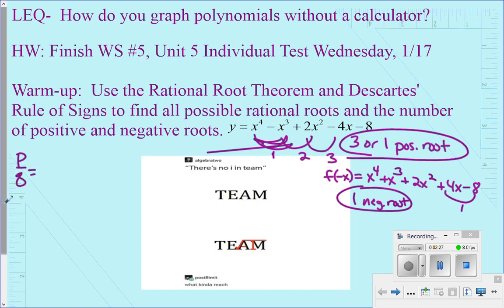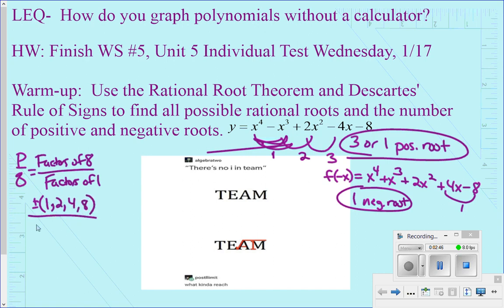So factors of the constant are factors of 8 over the factors of the leading coefficient, which are just 1. So we have plus or minus 1, 2, 4, 8 over plus or minus 1, which gives me just plus or minus 1, 2, 4, or 8. So that's what our list of possible rational roots are. And we have, from Descartes, our number of positive roots and negative roots. So that takes care of the warm-up.